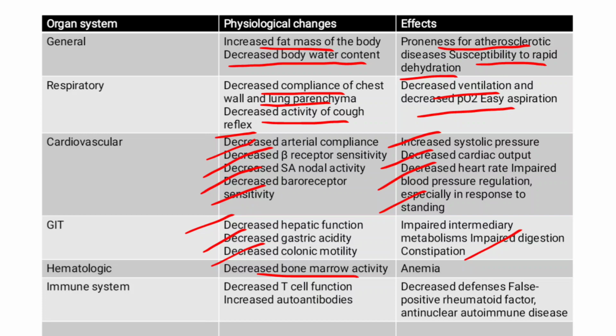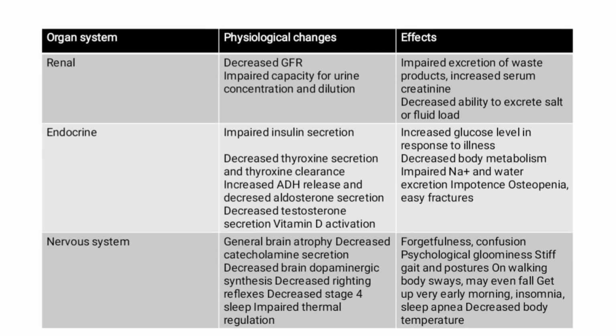On the immune system, there will be reduced T cell functions and increased autoantibodies that cause decreased defenses, false positive rheumatoid factor and anti-nuclear autoimmune diseases. Renal system, it leads to decreased GFR and impaired capacity of urine concentration and dilution, which leads to impaired excretion of waste products and increased serum creatinine. And it also leads to reduced ability to excrete salt or fluid.